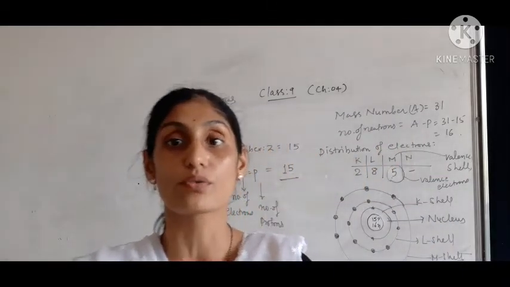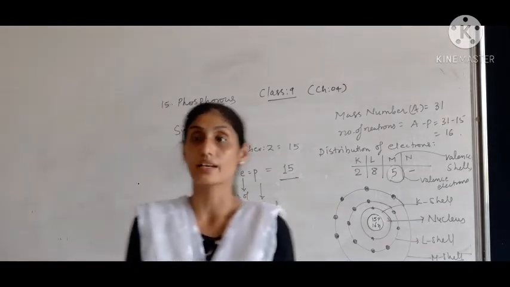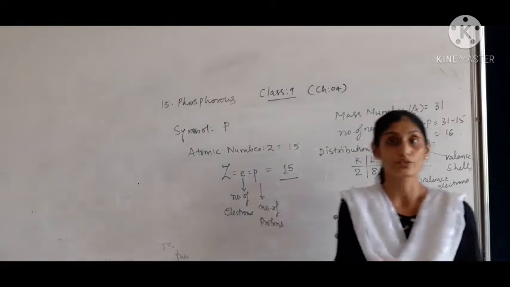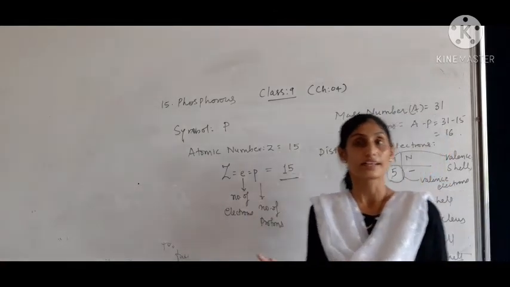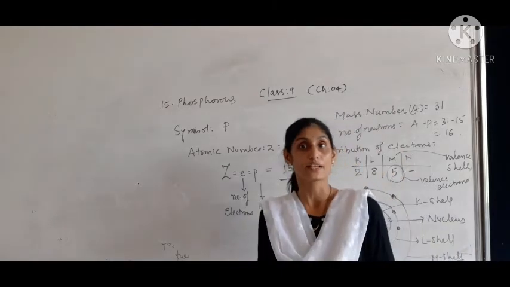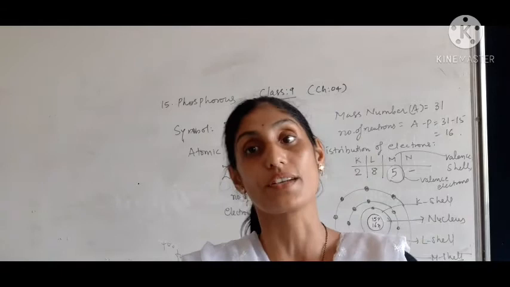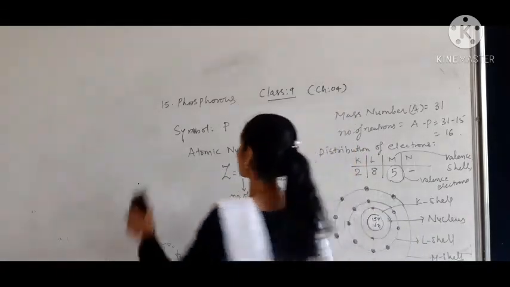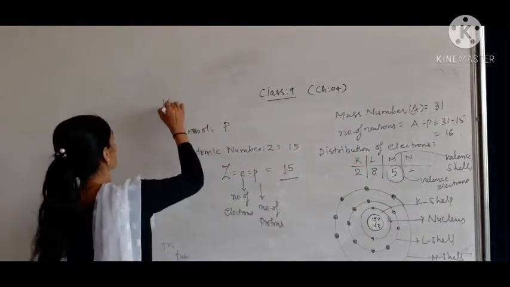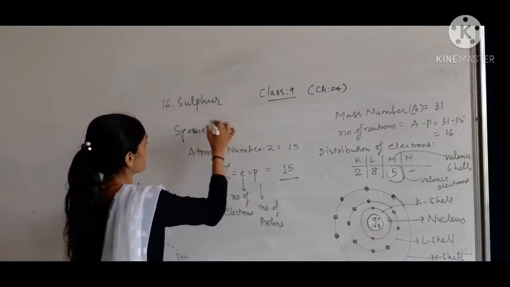So this is all about the first elements: when atomic number is 11, that is sodium, when 12 that is magnesium, 13 that is aluminium, 14 that is silicon, and 15 that is phosphorus. So that is about elements 11 to 15. Now the 16th element is sulfur. When we talk about sulfur, it has the symbol capital S.